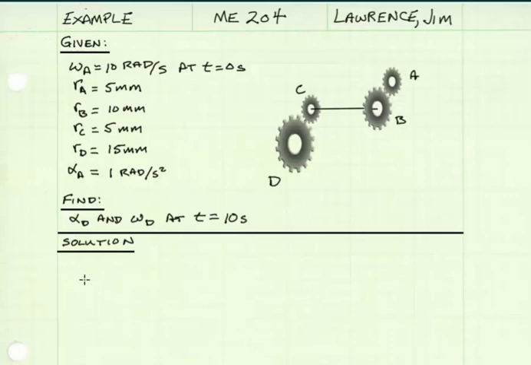First, let's start with what's happening in A and between A and B. The velocity on the outside of A will be equal to the velocity on the outside of B. And this is simply equal to the angular velocity of A times the radius of A, which is also equal to the angular velocity of B times the radius of B. Therefore, the angular velocity of B is equal to the angular velocity of A times the radius of A divided by the radius of B.